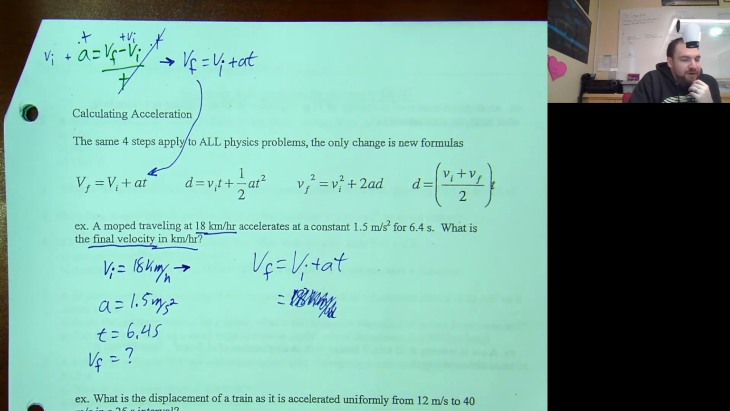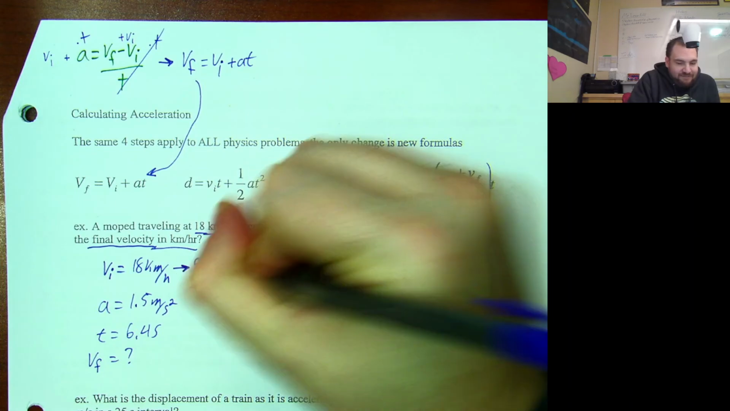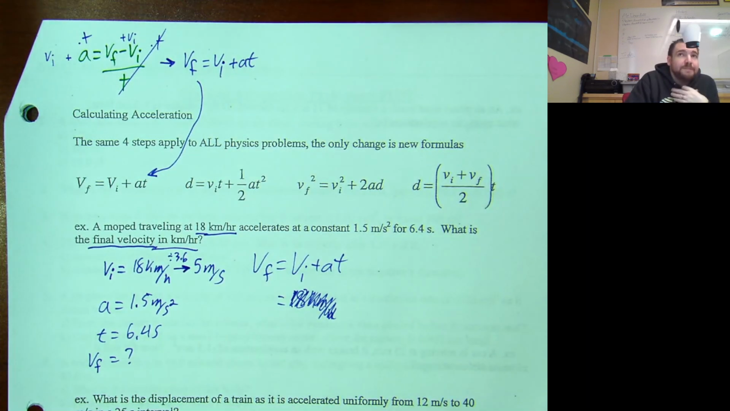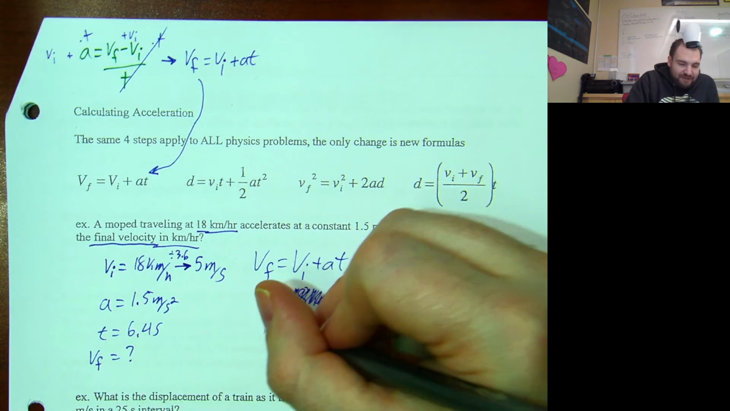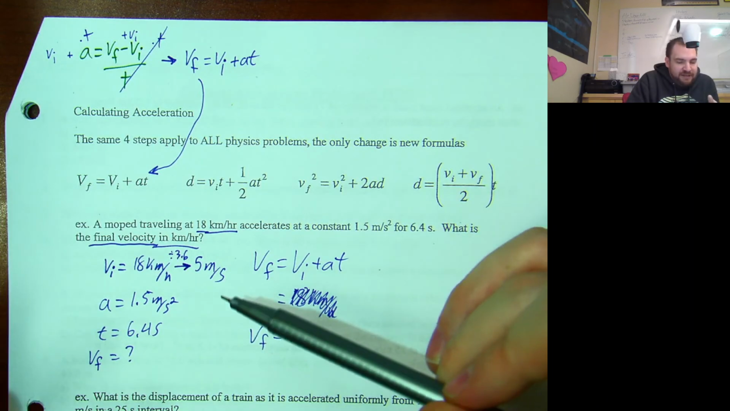What's 18 kilometers per hour in meters per second? Sorry? 5? It's divided by 3. It's exactly 5? You did that? Okay, cool. That's what I got. We divided by 3.6 to get 5 meters per second. So now rather than shoving in units that don't make sense, we've got a consistent set of units.